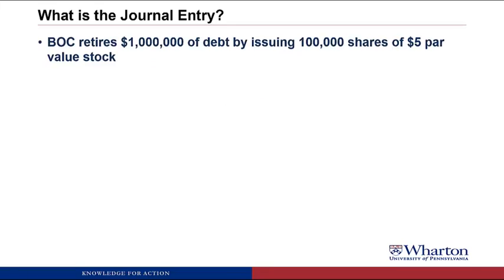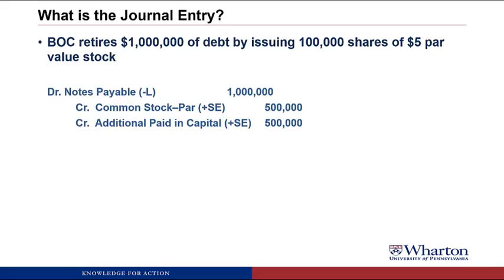BOC retires $1 million of debt by issuing 100,000 shares of $5 par value stock. In this transaction, we're reducing a liability. Anytime we reduce a liability, we need to debit the liability to make it go down. So we debit notes payable for $1 million to reduce it by $1 million.